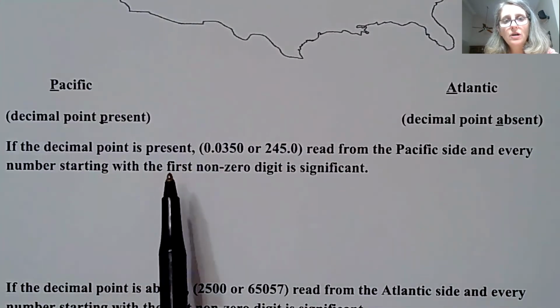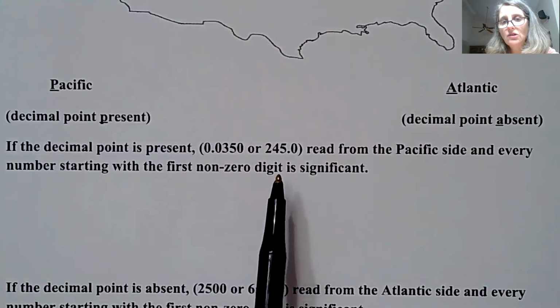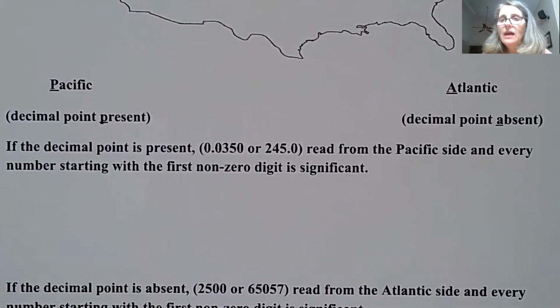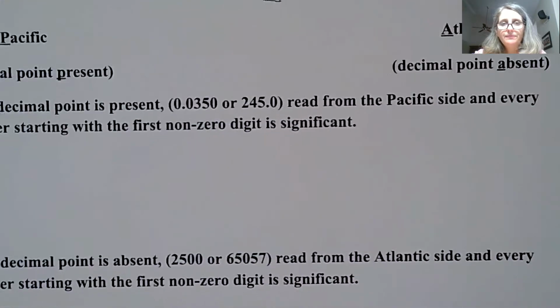And every number starting with the first non-zero digit is significant. So again, if it is a digit 1 through 9, it is always going to be considered significant. The only thing we need to worry about is zeros, okay? Whether or not zeros are important.